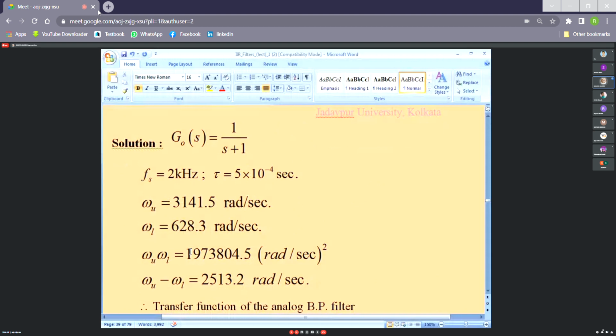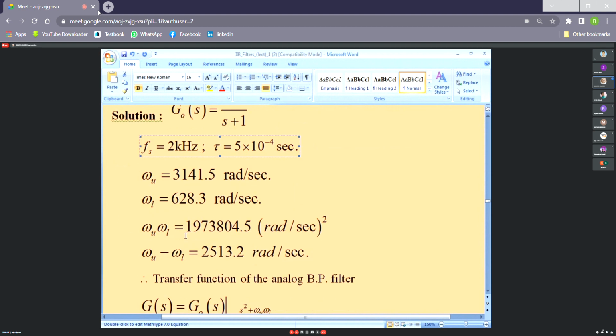So first order prototype has to be considered. G0(s) comes out as 1 by s plus 1. Fs, the sampling frequency, is 2 kilohertz. That means the sampling period is 5 into 10 to the power minus 4 second. Omega u is 3141.5 radians per second. Omega L is 628.3 radians per second. For frequency transformation, we need these values. Omega u into omega L comes out as given here. Omega u minus omega L is that one.